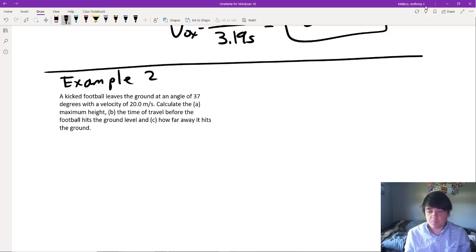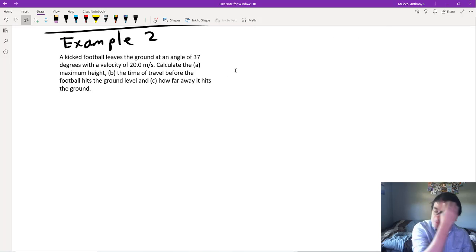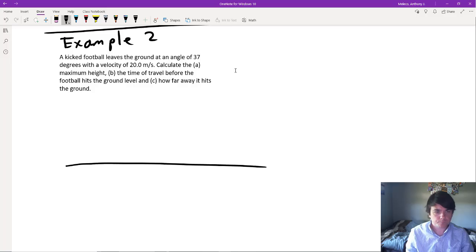And here's the example. A kicked football leaves the ground at an angle of 37 degrees with a velocity of 20 meters per second. We want to calculate the maximum height, the time of travel before the football hits the ground, and how far away it hits the ground. So let's look at this. So here's my football. We're kicking it, okay? V naught, and this angle is 37.